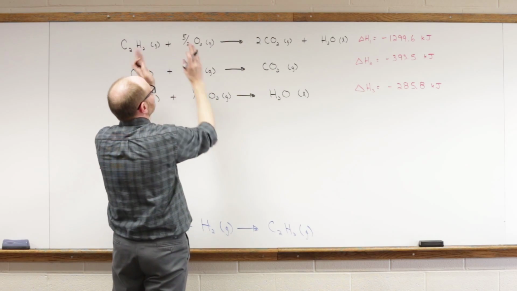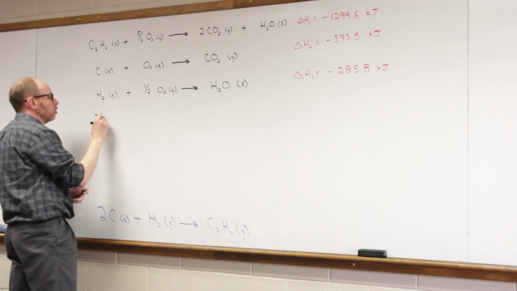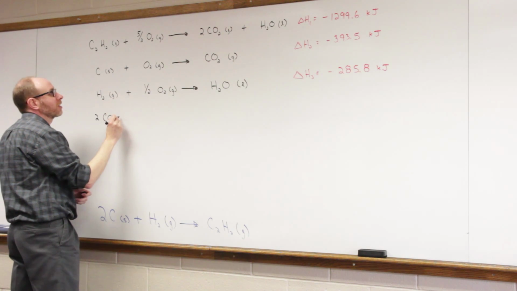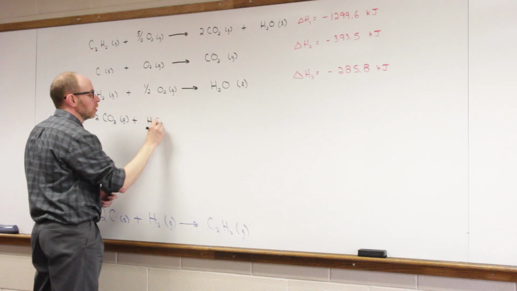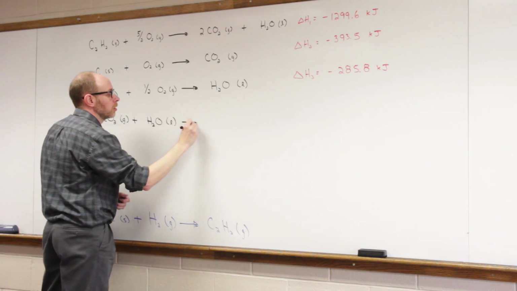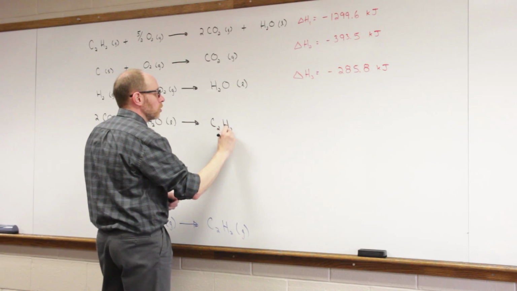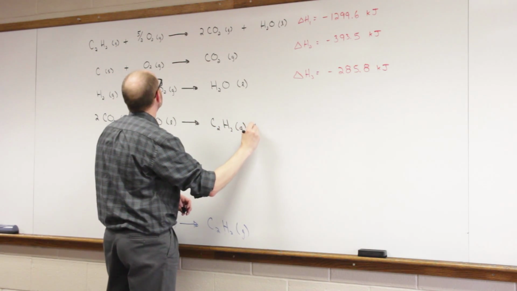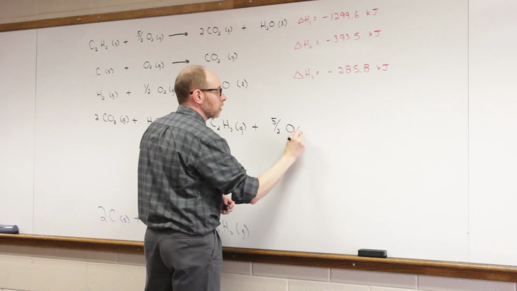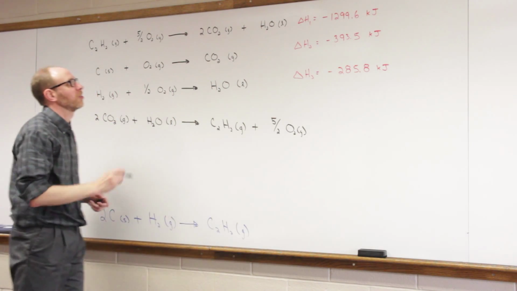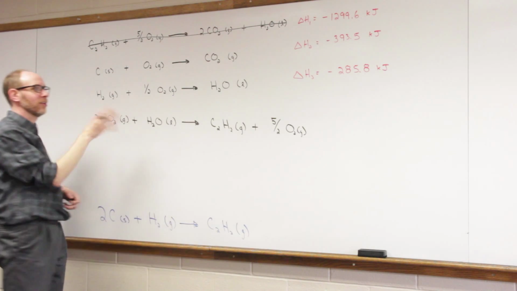The products become the reactants, the reactants become the products, and I end up with 2 carbon dioxide plus water, it's a liquid, to produce C2H2, which is a gas, plus 5/2 oxygen gas. So this equation is no longer any good to us. It's dead to us. We have this new one.